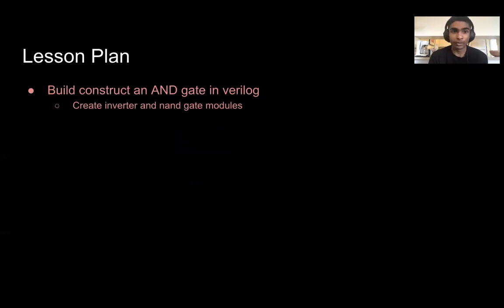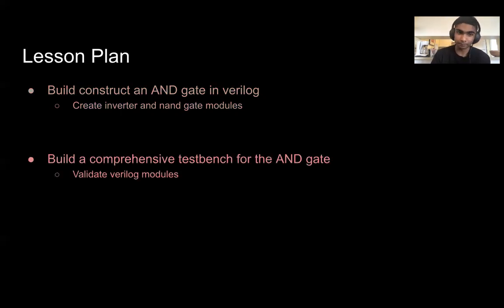All right, so for this lesson plan, we're going to build and construct an AND gate in Verilog. We're going to do that by creating a NAND gate and an inverter. That might sound a little counterproductive because the NAND gate is the inversion of the AND gate. So why are we inverting it? And I'm going to show you something in a little bit that'll hopefully make this make more sense. But just bear with that for now.